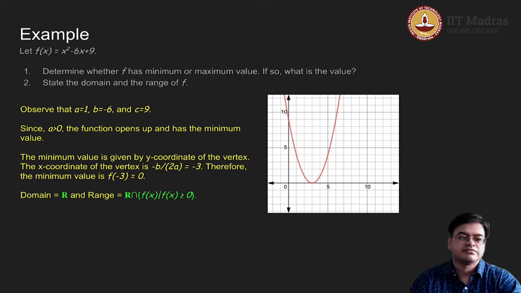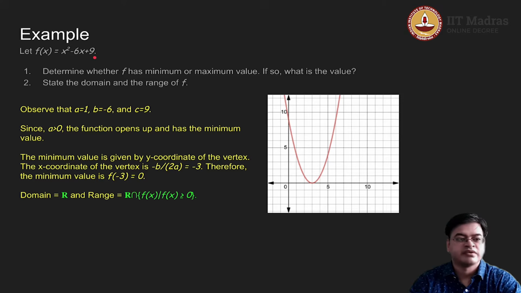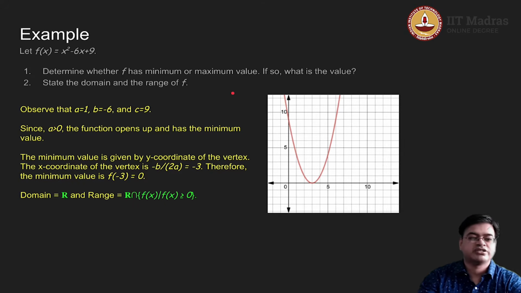Let us say, in this example, we have been given a function f(x) which is x square minus 6x plus 9, and we are asked to determine whether f has minimum or maximum values. If so, what is the value, and you need to state the domain and range of f.